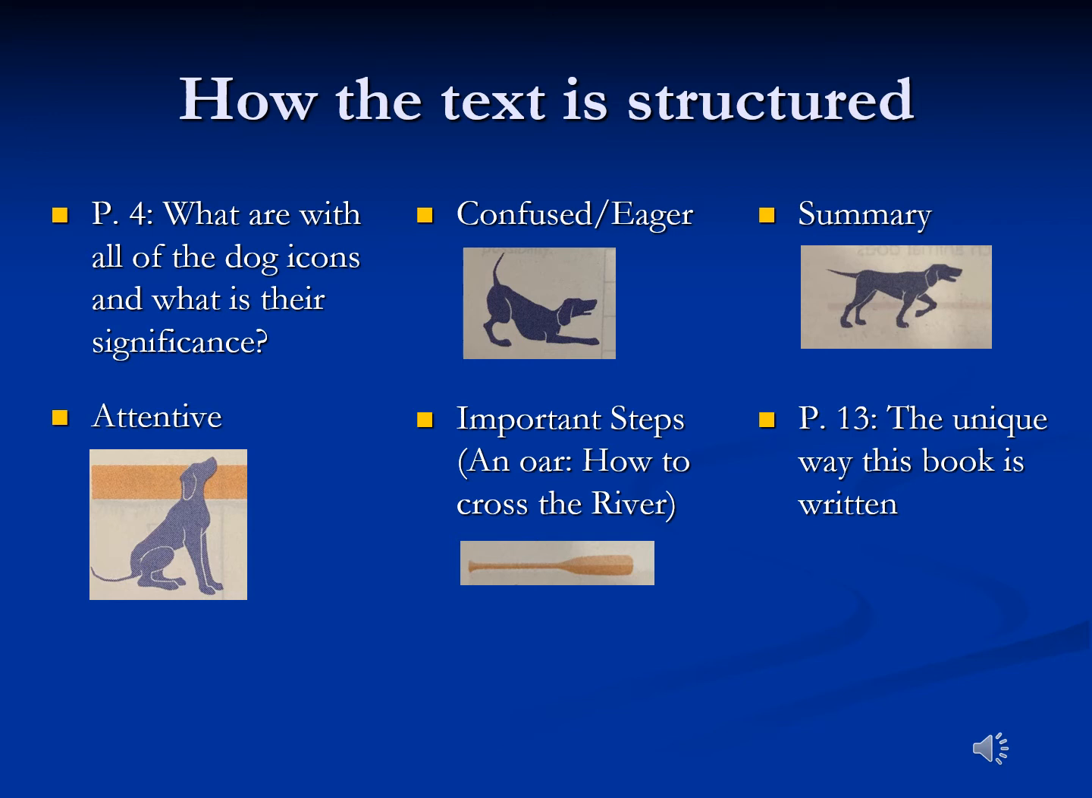At any rate, I'd like you to turn to page 4 of your textbook because it shows you those dog icons and gives you at least a semblance of an idea of why the text is named what it is. Throughout the text, you're going to see various icons with dogs, and the first one is sitting, looking up, and it's supposed to be attentive.